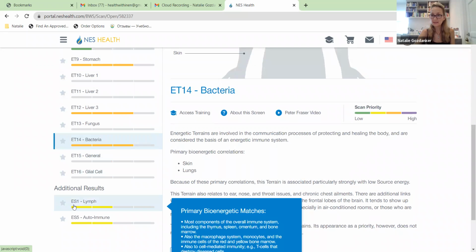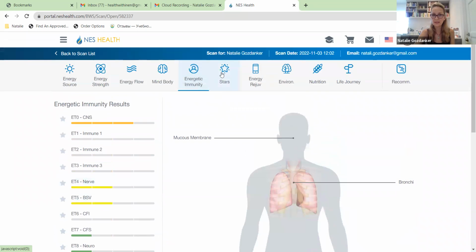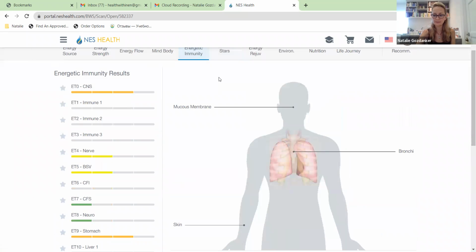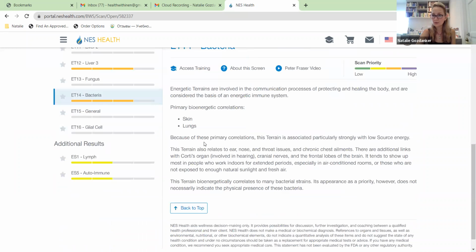They call it energetic stars. We have a separate screen for them here. We will be looking at them in the later tutorials. Those are more compound remedies in NES scan because they combine energetic drivers, the energy strength of the body, and energetic integrators, the energy flow of the body.